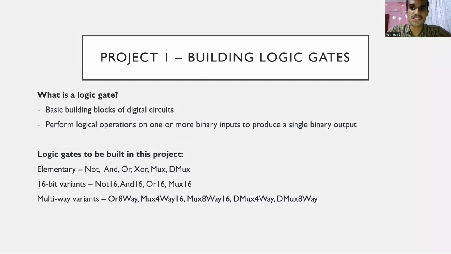And the different logic gates to be built in this project involve various types such as elementary ones like NOT, AND, OR, XOR, multiplexer and demultiplexer, which is MUX and DMUX. Then 16-bit variants as well as multi-way variants are also present. These logic gates can be combined in various ways to form more complex circuits that can perform more advanced logical operations.